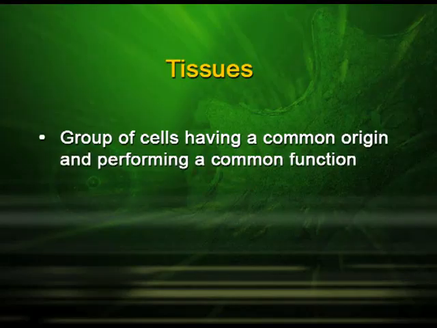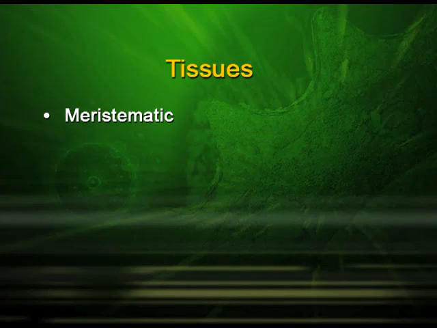Cell is the structural unit of life. When these cells aggregate, they form tissue. So, a group of cells having a common origin and performing a definite function is called a tissue. Tissues in plants are categorized mainly into two types. The first is the meristematic and the second is the permanent tissues. The meristematic tissue gets converted into the permanent tissues.